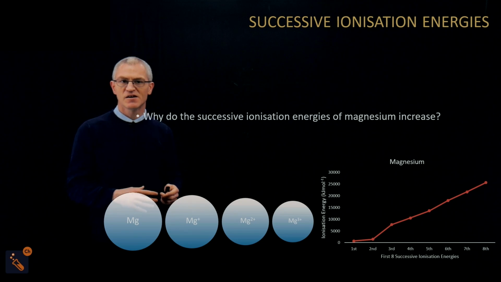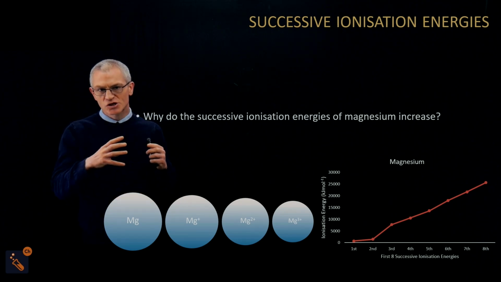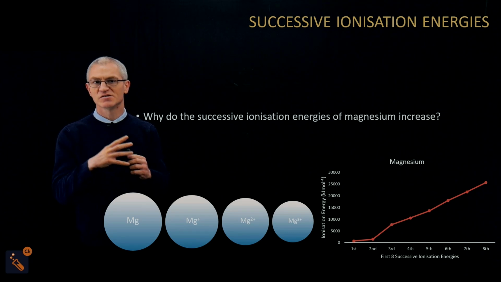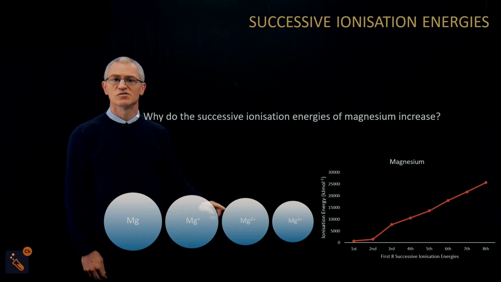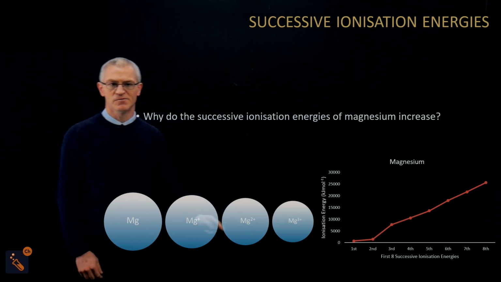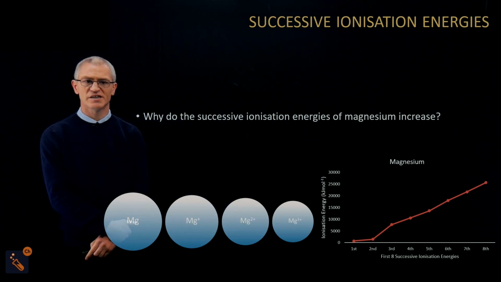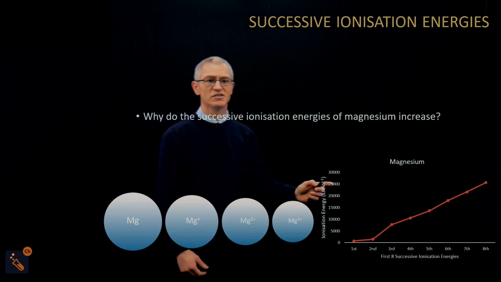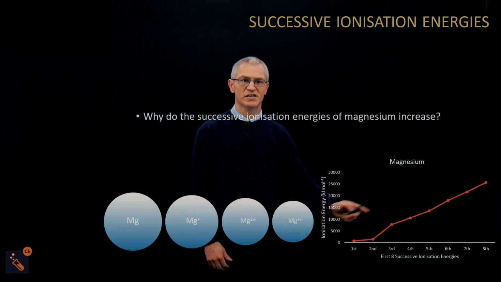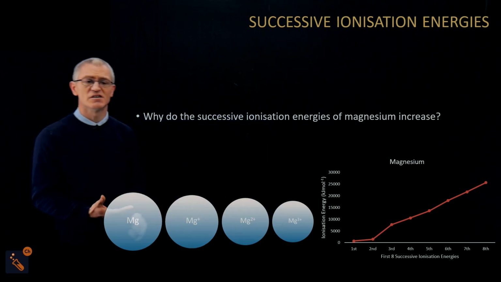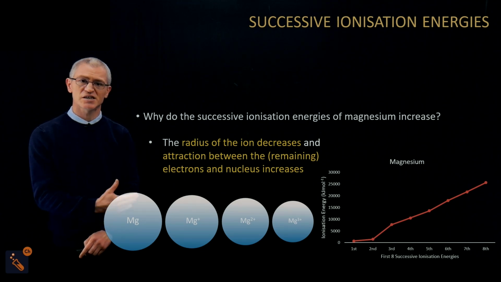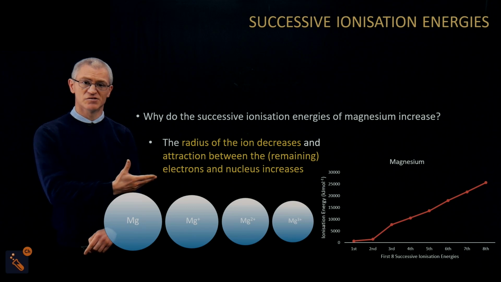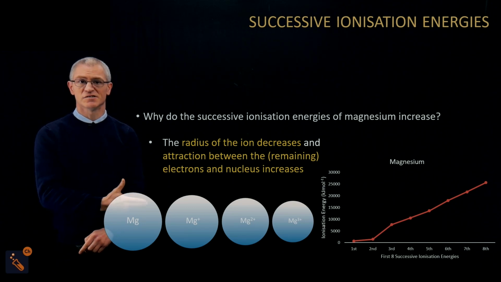There's no balance there, and what that means is that the protons are going to pull the electrons in, because there are more protons than electrons. And so as the charge of your ion goes up, your ionic radius goes down. If your ionic radius goes down, that is why you can explain this general trend. So the general trend is going up because of the ionic radius going down. The radius of the ion decreases and the attraction between the remaining electrons and the nucleus increases.